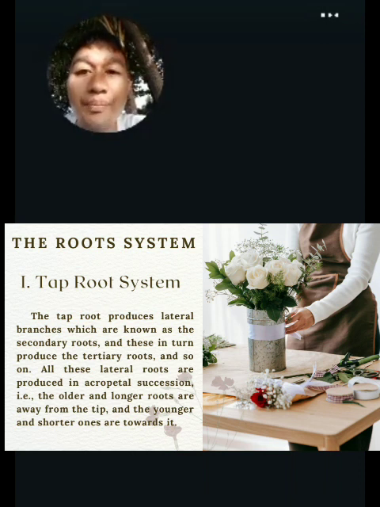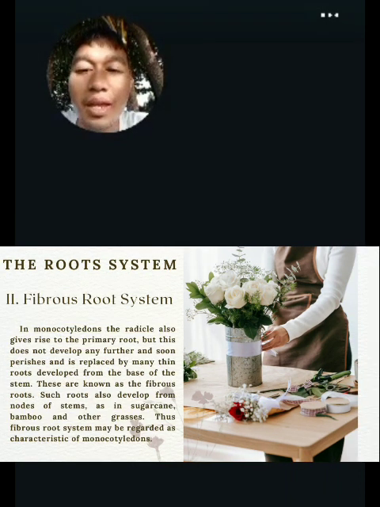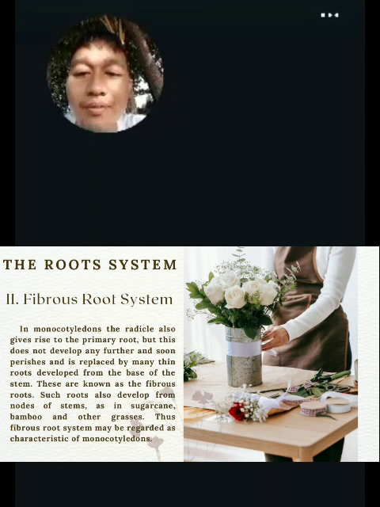The second one is the fibrous root system. In monocotyledons, the radicle also gives rise to the primary root, but this does not develop any further and soon perishes and is replaced by many thin roots developed from the base of the stem. These are known as the fibrous roots. Such roots also develop from nodes of stems, as in sugarcane, bamboo, and other grasses. Thus, the fibrous root system may be regarded as characteristic of monocotyledons.